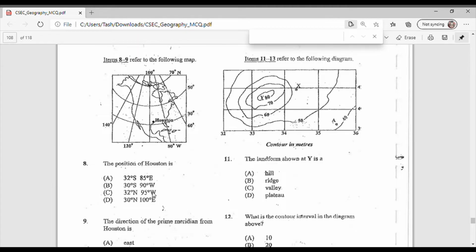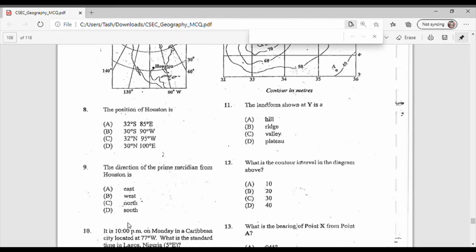For number 9, we are still using that diagram. The direction of the prime meridian from Houston is, so Houston is right here. Prime meridian, remember that is the line of longitude, the main line of longitude, and it is asking where the direction of the prime meridian from Houston is. So the numbers are increasing towards the west here, so that means we are moving away from the prime meridian. So if we were supposed to move towards the prime meridian, it would have been in an easterly direction. So for number 9, our answer is A, which is east.